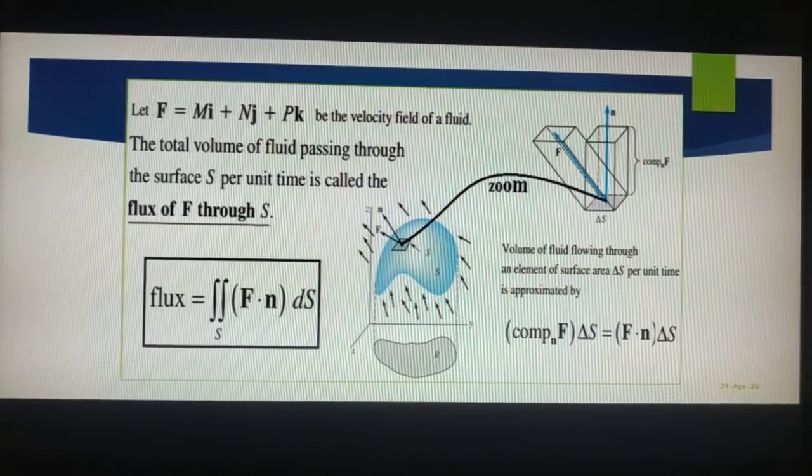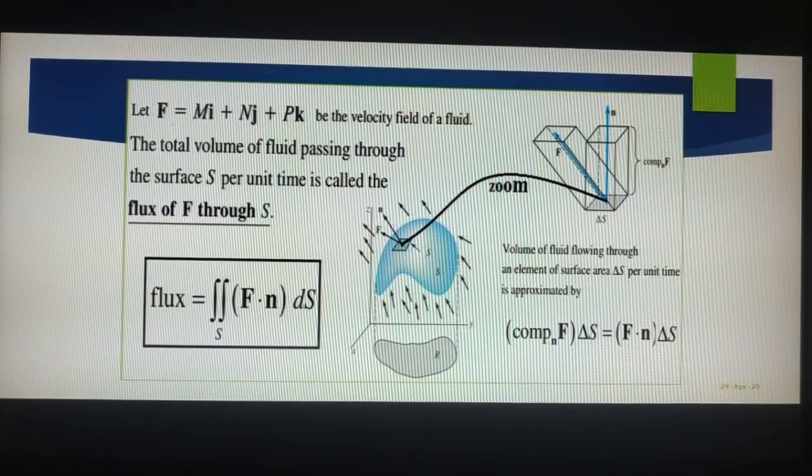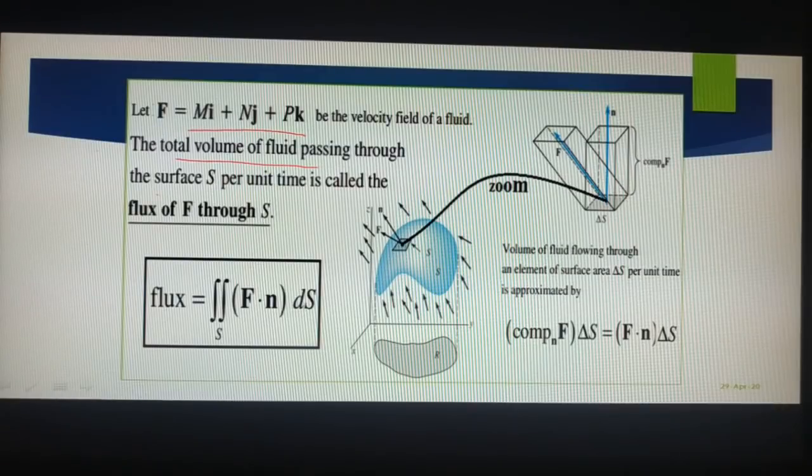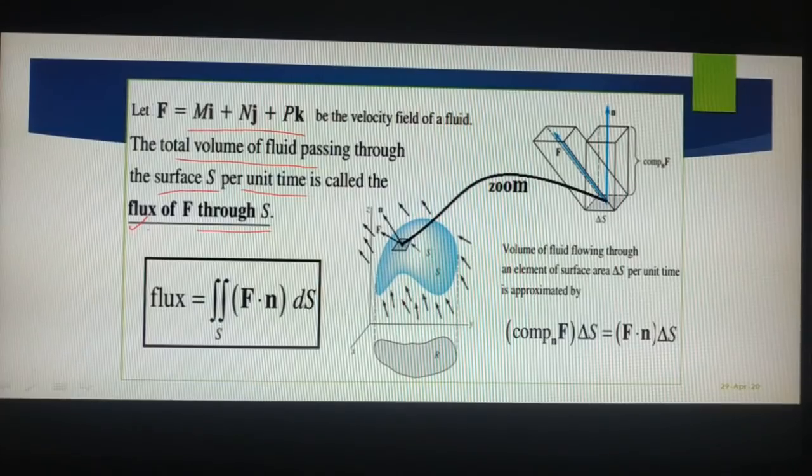Now I am taking a vector field, a velocity field here. F is equal to mi plus nj plus pk. Assume this is the velocity field of a fluid. Then the total volume of the fluid passing through the surface S per unit time is called the flux. You know very well: the flux of F through S. So how do we find this flux?